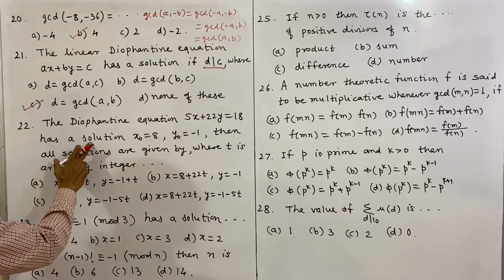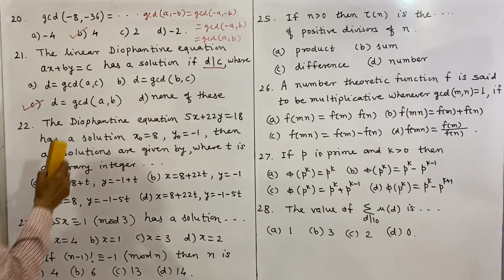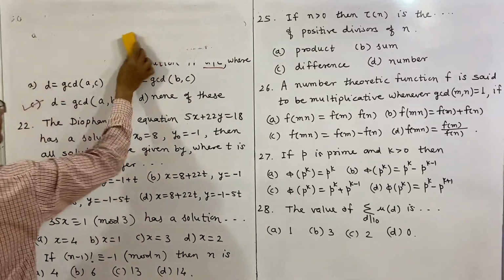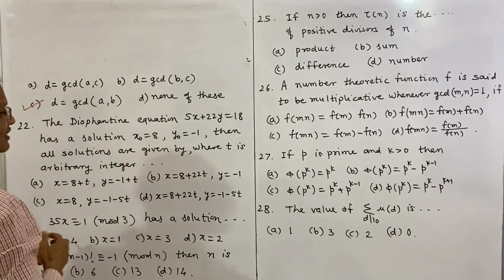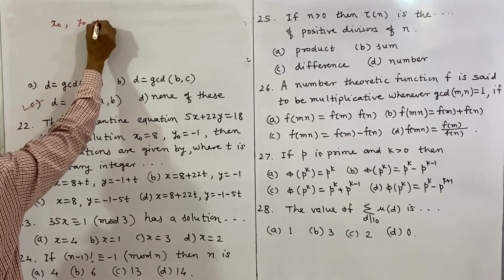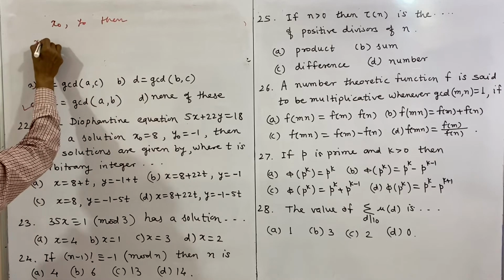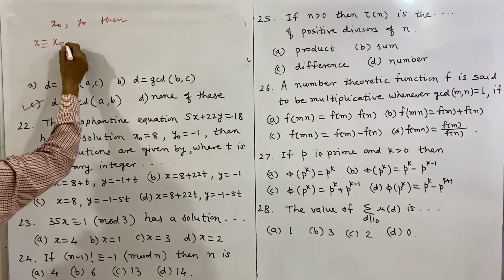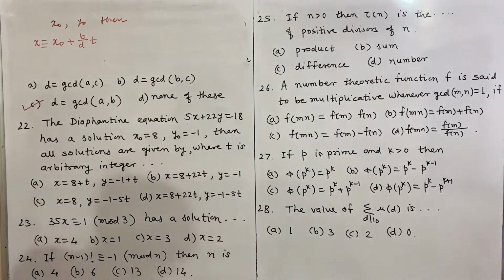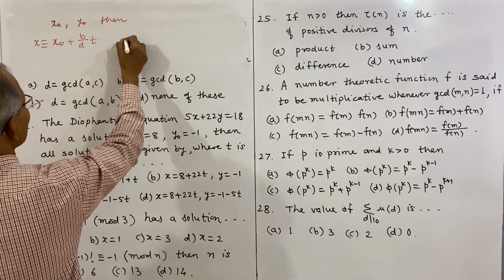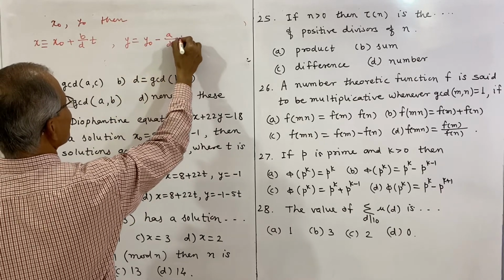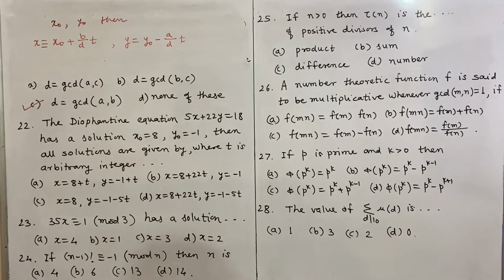And now further, if one solution is given by x naught, y naught, then what about the other solutions? So that is given in the same theorem. If D divides C, then it has a solution, and if one solution is x naught, y naught, then the other solutions are x is equal to x naught plus b by d times t modulo n, and further y is equal to y naught minus a by d times t. These are the other solutions that are given.